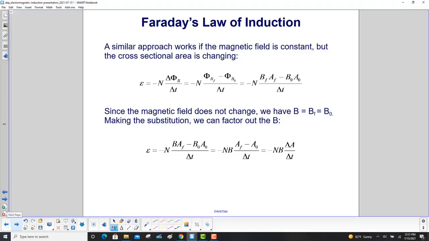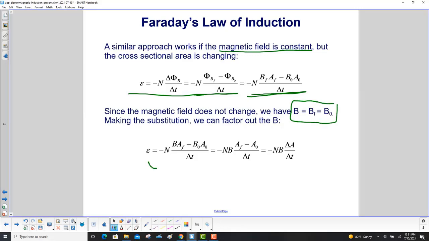We'll use the same approach, but this time the magnetic field will be held constant and the cross-sectional area will change. So we've already done this on the last slide, all these steps, and also this step. This time the magnetic field does not change, so we'll say that B without a subscript equals B final equals B initial. We make the substitution over here. We see that we have B in both terms. We factor it out, and then we have minus NB delta A over delta T.